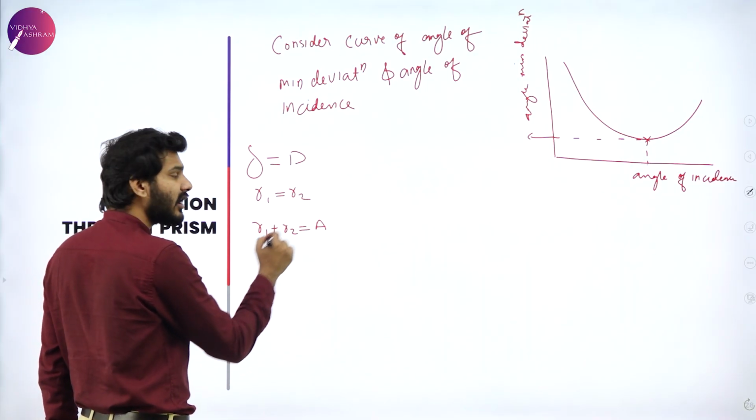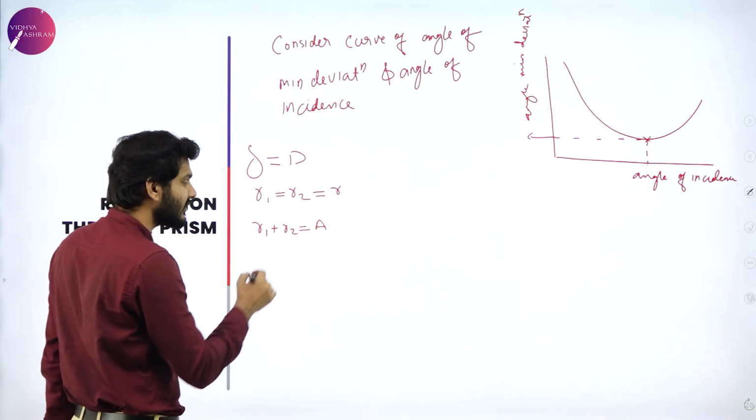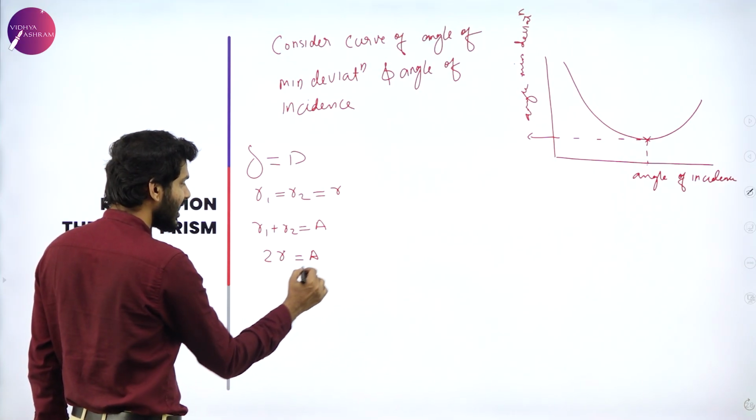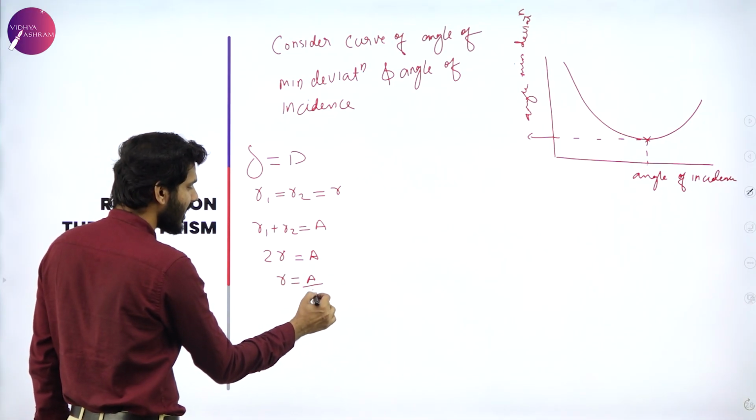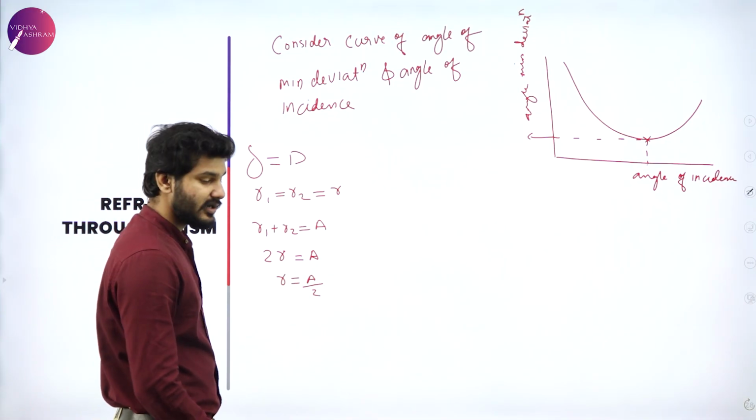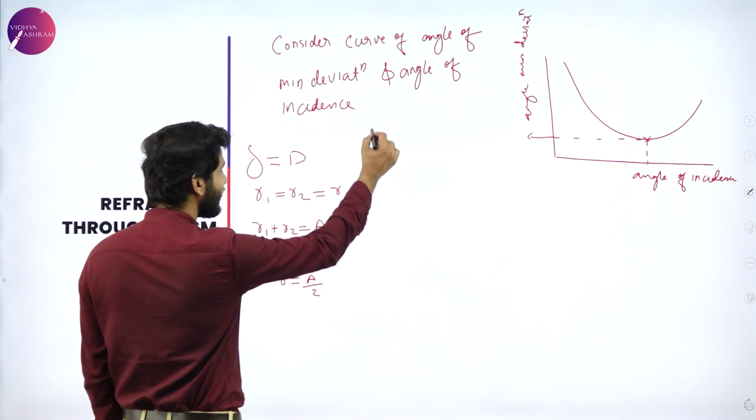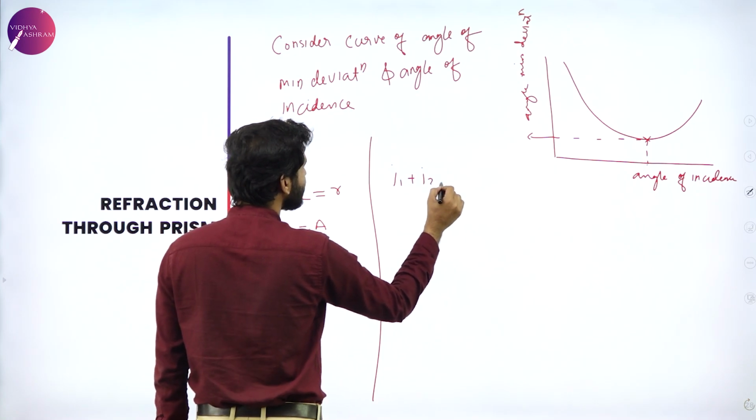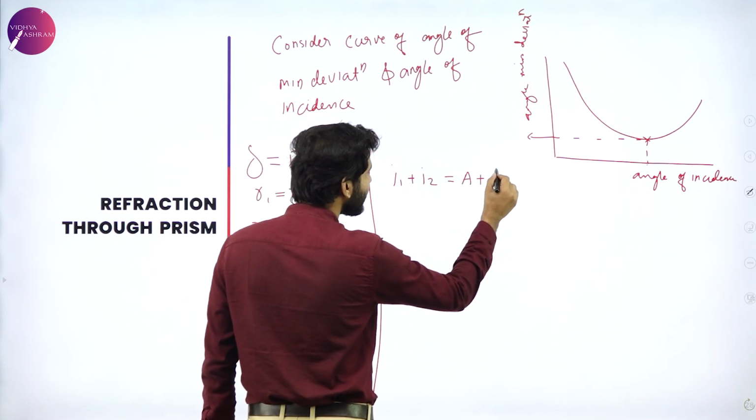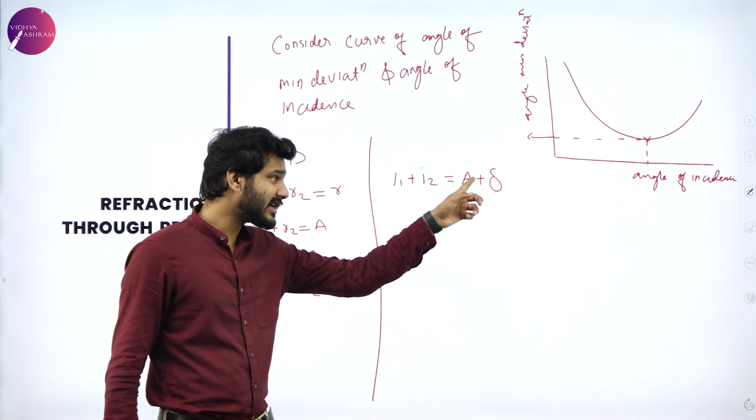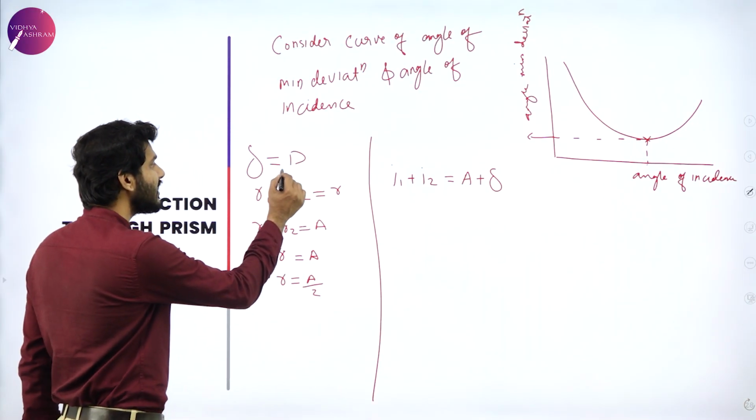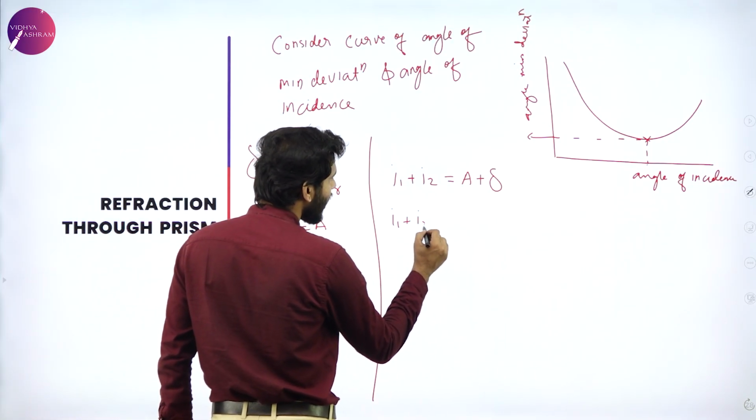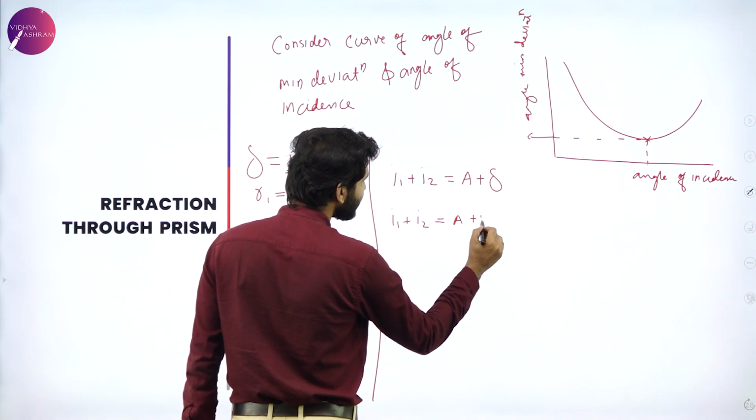If R1 is equal to R, let's say R2 is equal to R, then I can say that 2R is equal to A, or simply R is equal to A by 2, right? Then from equation number 5, it states that I1 plus I2 is equal to A plus delta. So instead of delta, I can substitute D there, that is angle of minimum deviation. Then I can say that I1 plus I2 is equal to A plus D.